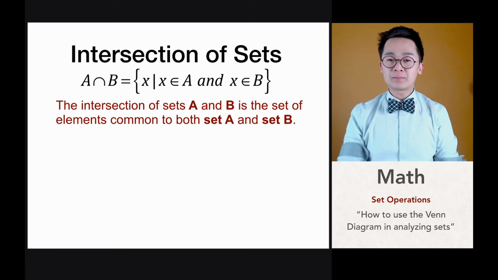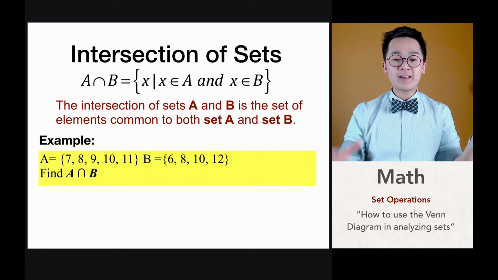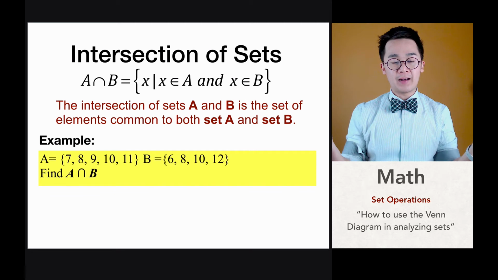So let's say we have two sets, set A and set B. In set A we have 7, 8, 9, 10, and 11, and in set B we have 6, 8, 10, and 12.